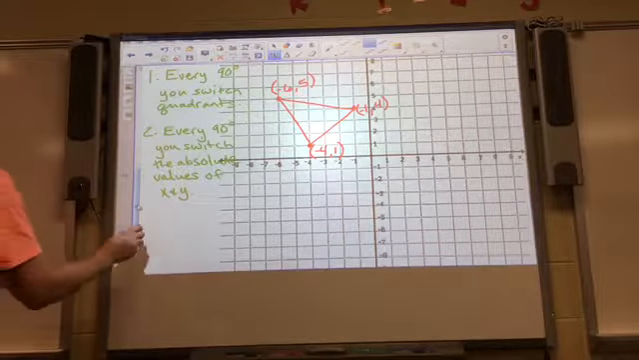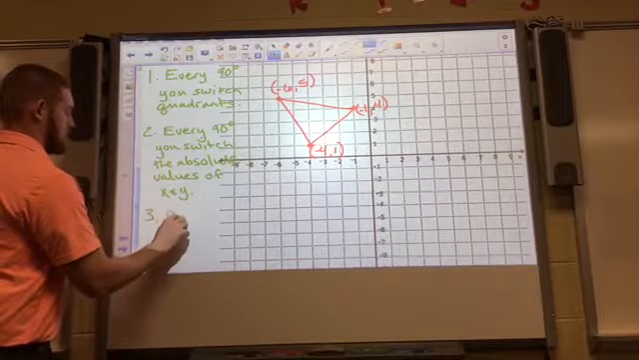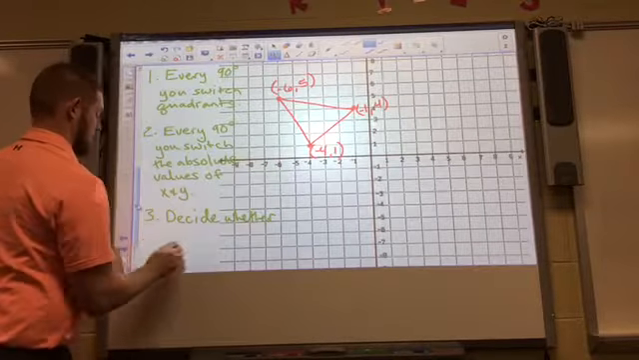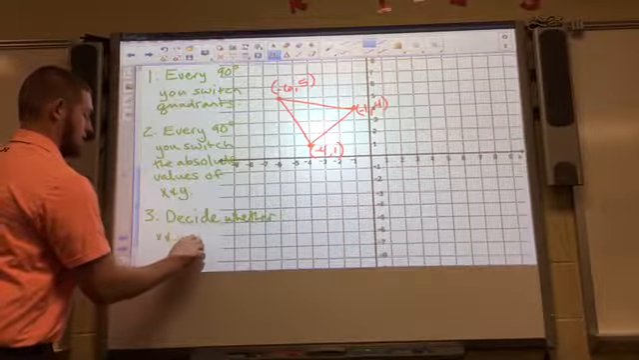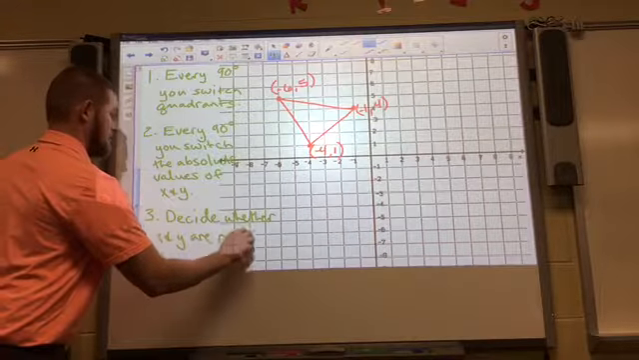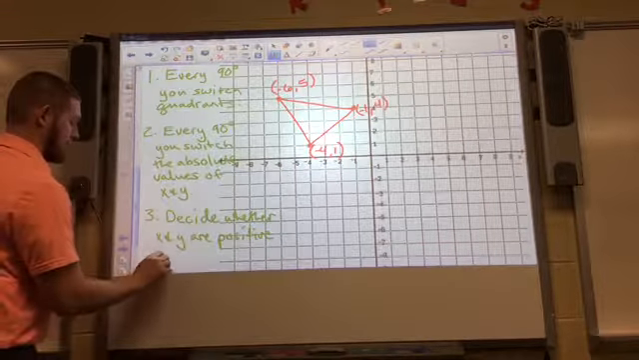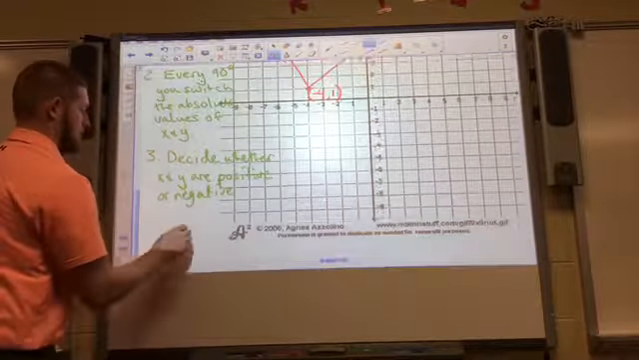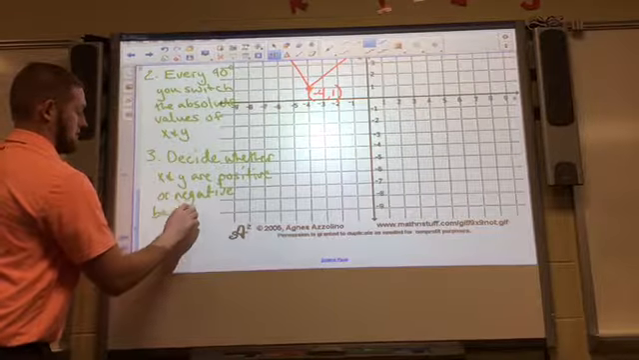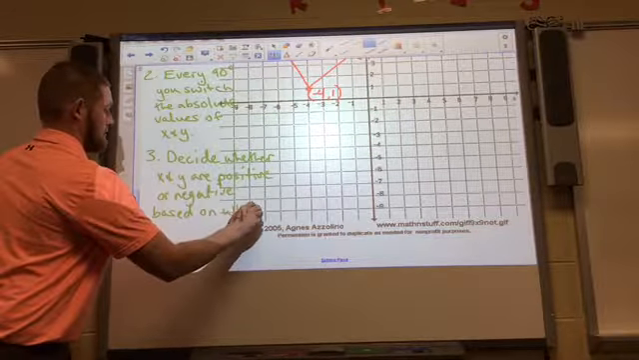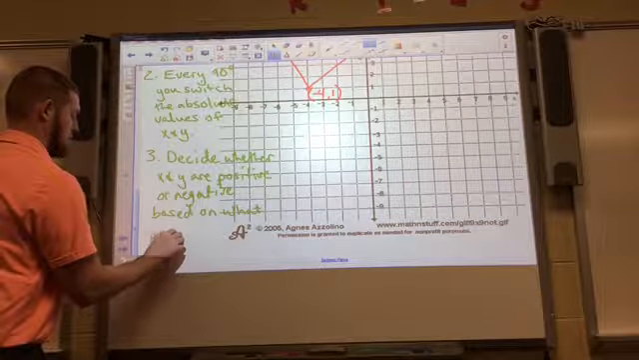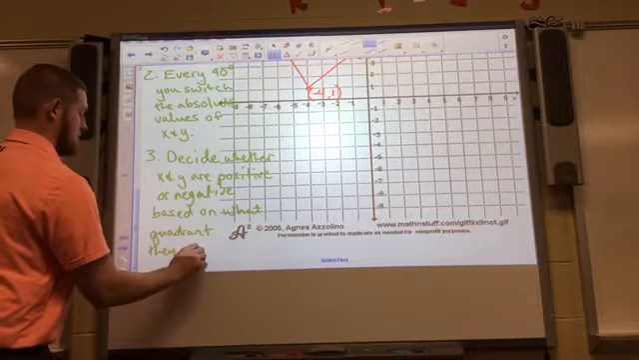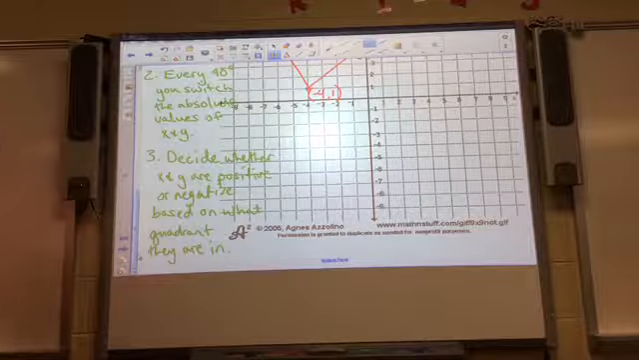And then your last step, step 3, decide whether x and y are positive or negative based on what quadrant they are in. Okay, so I know that last one's kind of long.